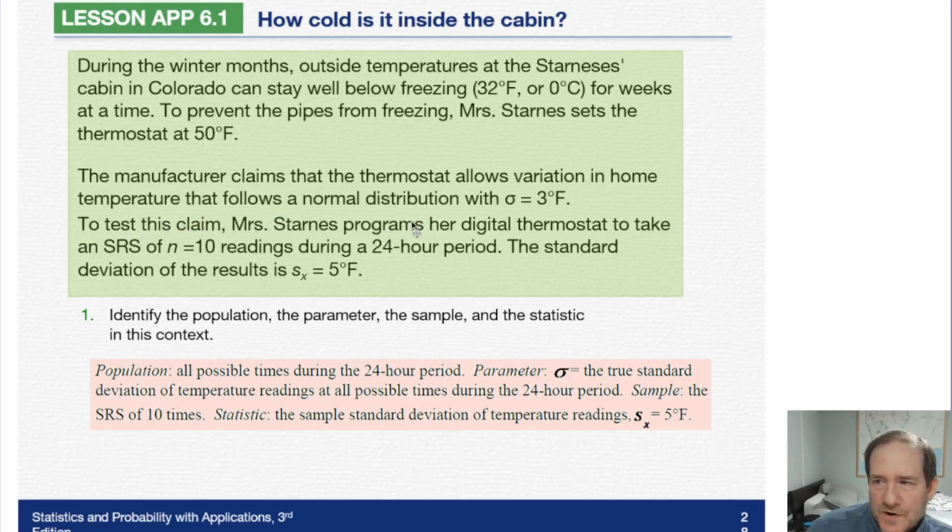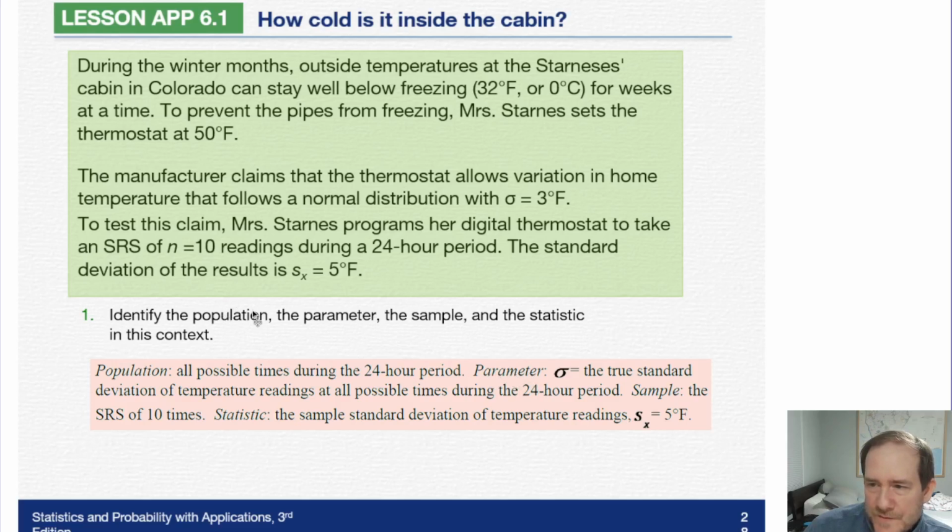Remember, what's Mrs. Starnes doing? She's programming her digital thermometer to take a simple random sample of n readings during a 24-hour period. So in that 24-hour period, it takes 10 readings just randomly at random times. So the population would be every single possible time during that 24-hour period.